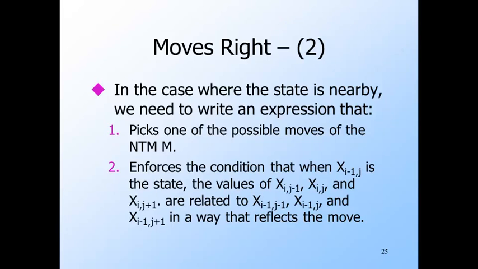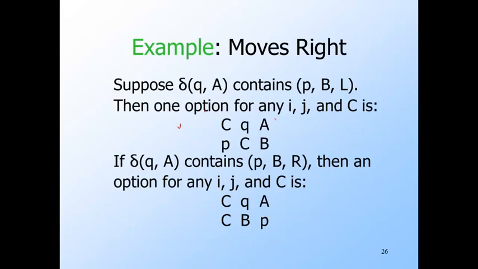Note that either the j minus first or the j plus first position is unchanged, so the expression also has to enforce the condition that this position is unchanged from the previous ID. That is, suppose delta of Q, A contains, perhaps with other choices, a leftward move going to state P and writing B over the A. Then, for any ID I position j and tape symbol C, this is ID I minus 1, that's I. This is position j minus 1, that's j, and that's j plus 1.